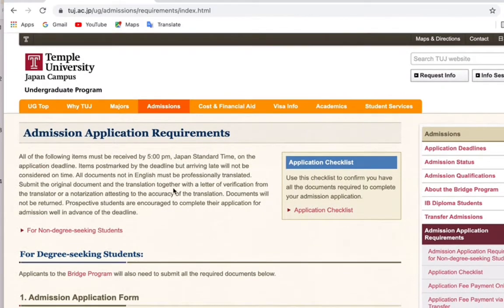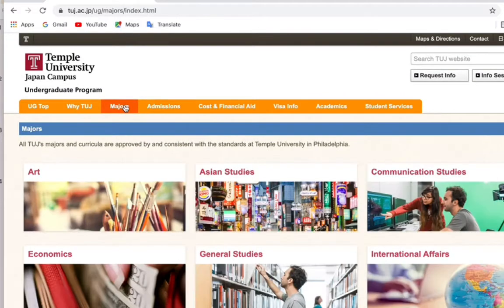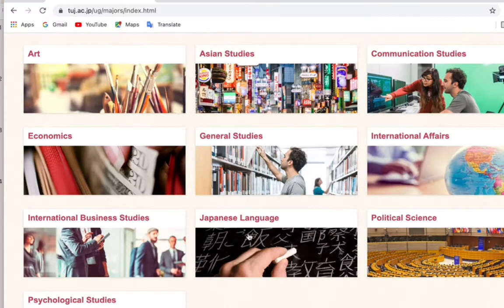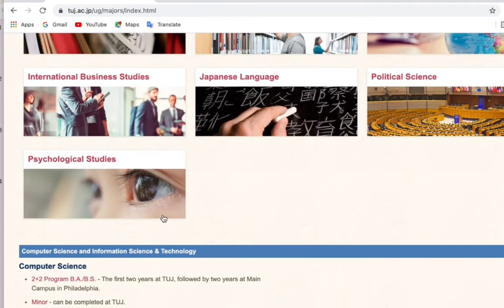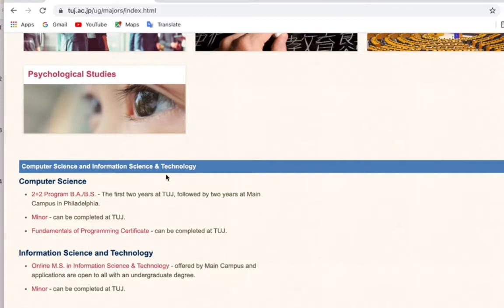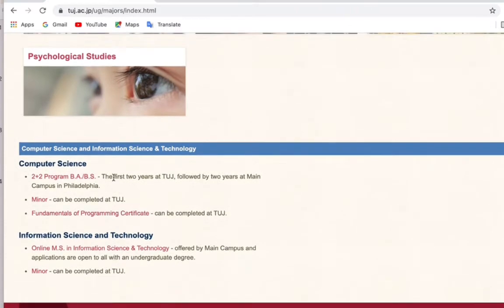Okay, so now let's look at the majors. They have arts, Asian studies, communication, international affairs, general studies, economics, international business studies, Japanese language, political science, and psychological studies. For computer science and information science and technology, it's a 2+2 program, BA and BS. The first 2 years are at Temple University Japan campus, and then the other 2 are in Philadelphia. So bear that in mind.